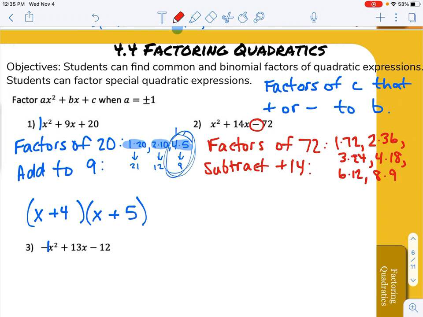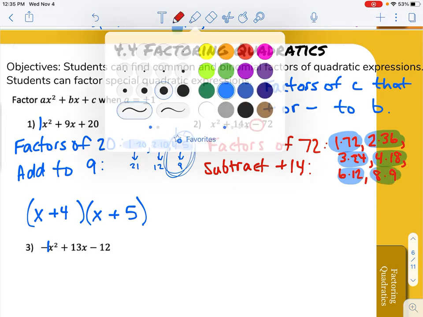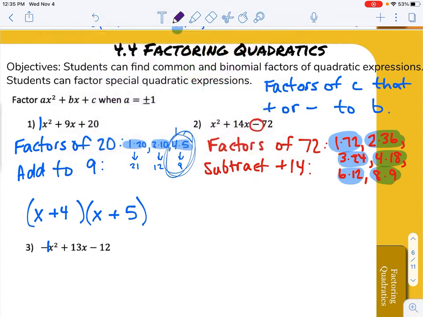So we want to take a look at these groupings. Which pair of these could subtract to be positive 14? Turns out that 4 and 18 can subtract to be positive 14. We can have negative 4 and 18 within our parentheses to solve this quadratic equation.